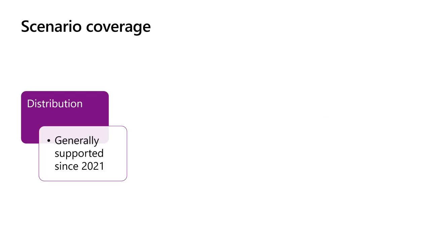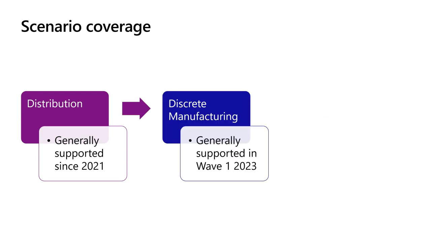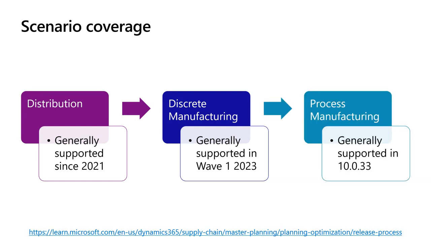Distribution scenarios, i.e. planning purchases and planning transfers, was our first scenario, which has been generally supported since 2021. Discrete manufacturing is generally supported through the features that are being added in Wave 1, 2023, with a couple of the more advanced features that are planned to be added later. And as of version 10.0.33, we have general support as well for process manufacturing scenarios with a couple of features such as planning items and item substitution, which will be added later.